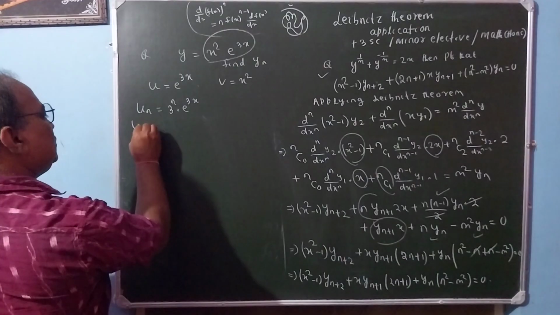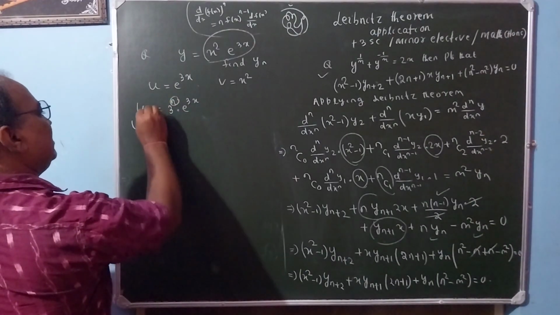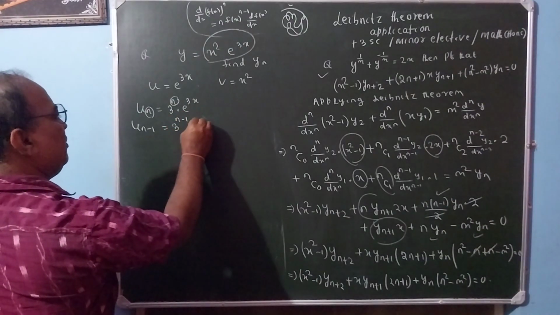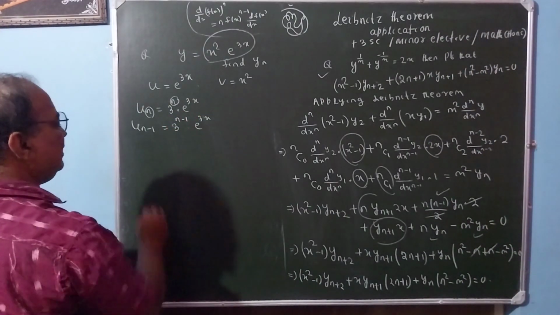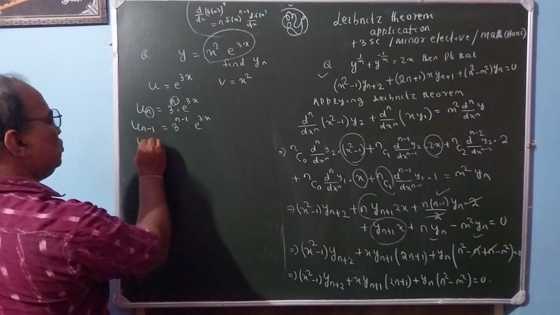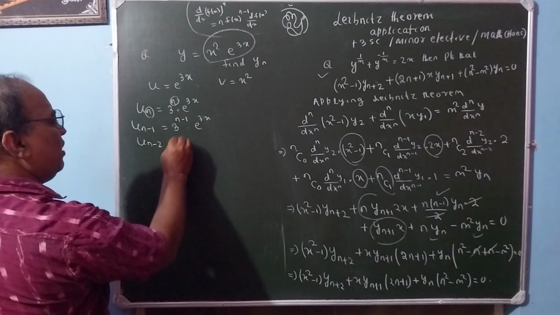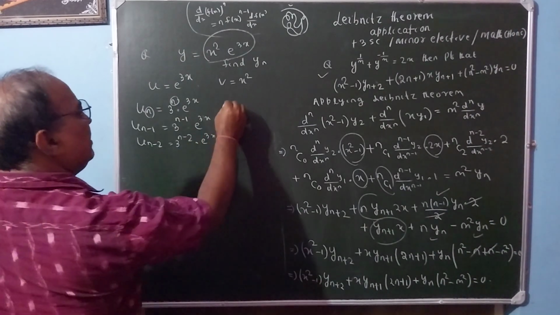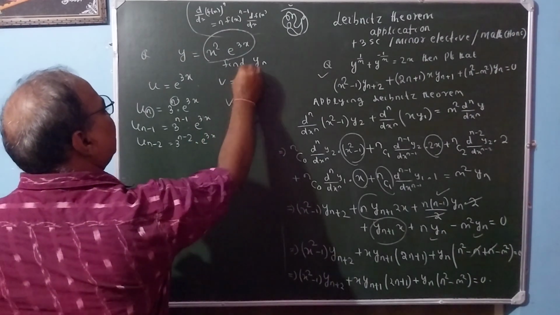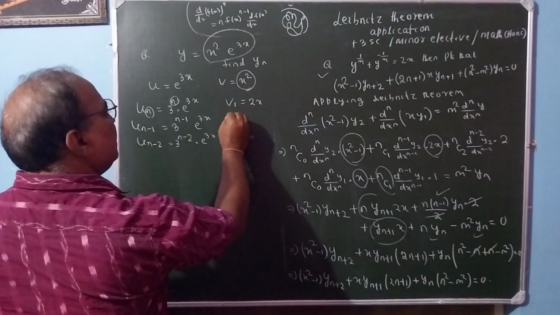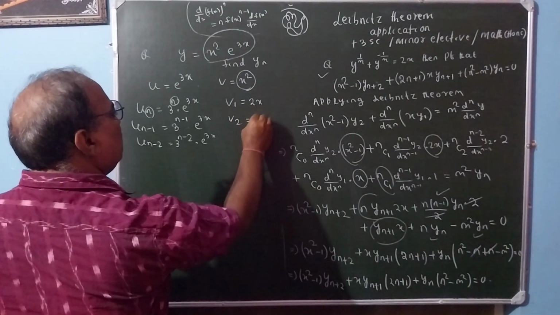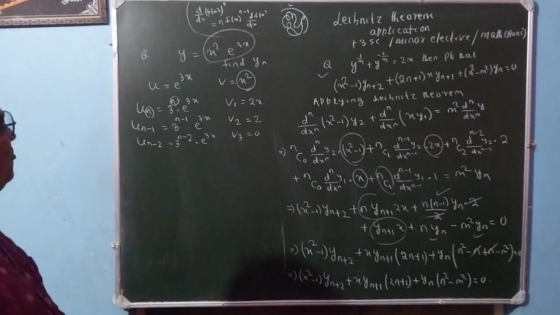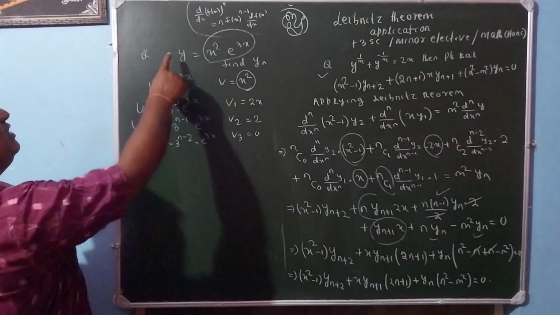What is u_{n-1}? Here it is n, here it is also n. n minus 1 means it is 3 to the power n minus 1 into e to the power 3x. Okay, u_{n-2} means here it is 3 to the power n minus 2 into e to the power 3x. Again, v_1 means derivative of x squared, it is 2x. v_2 means it is 2. v_3 means it is 0. Okay, v_3 becomes 0.